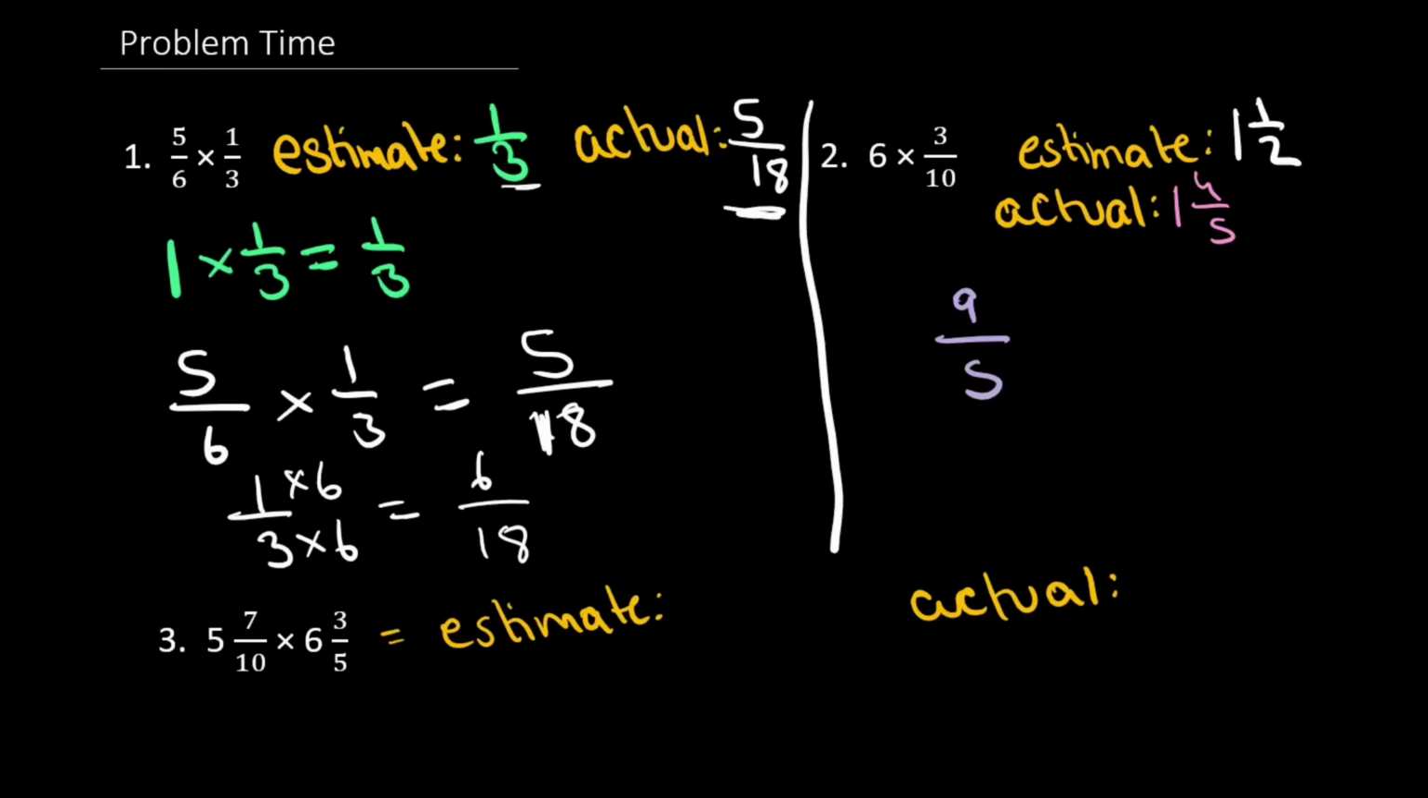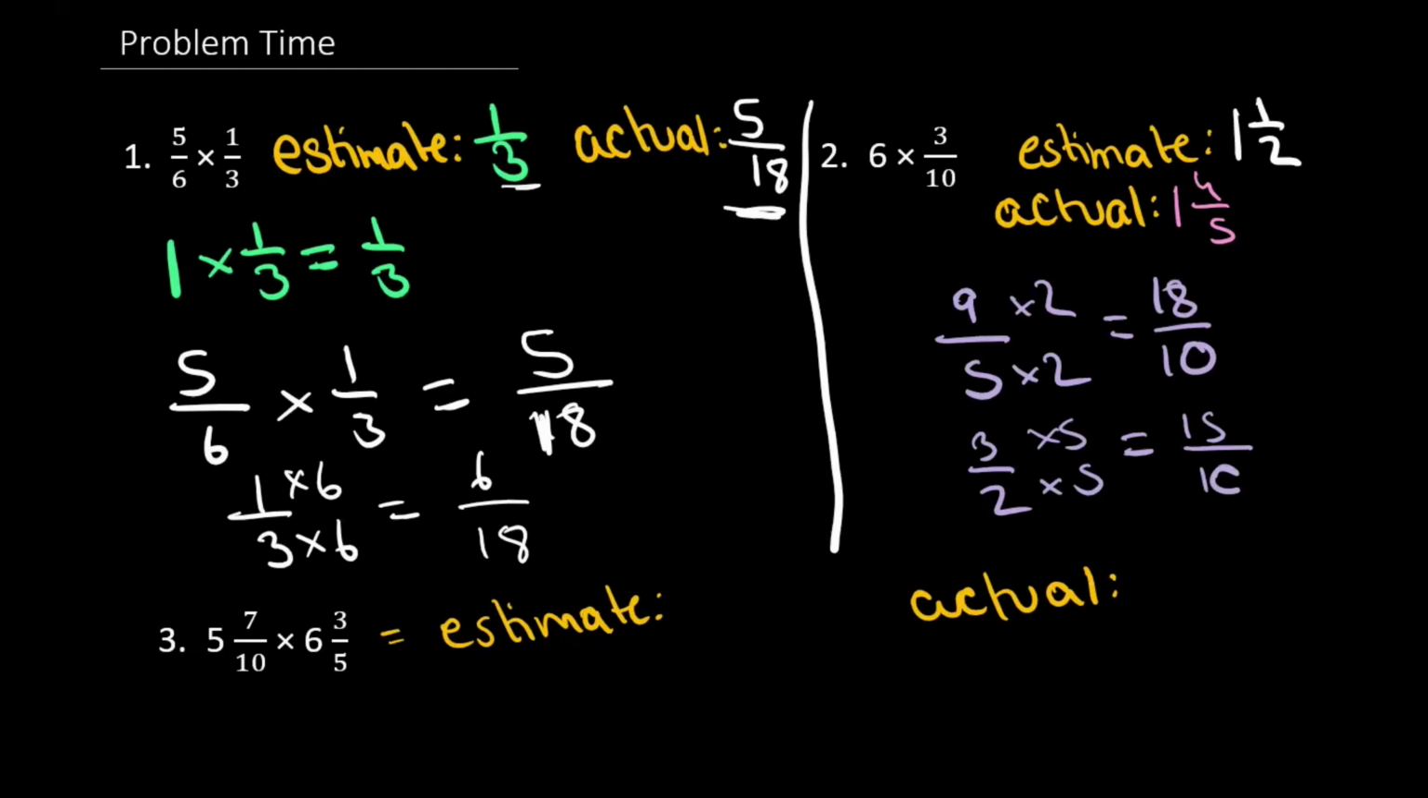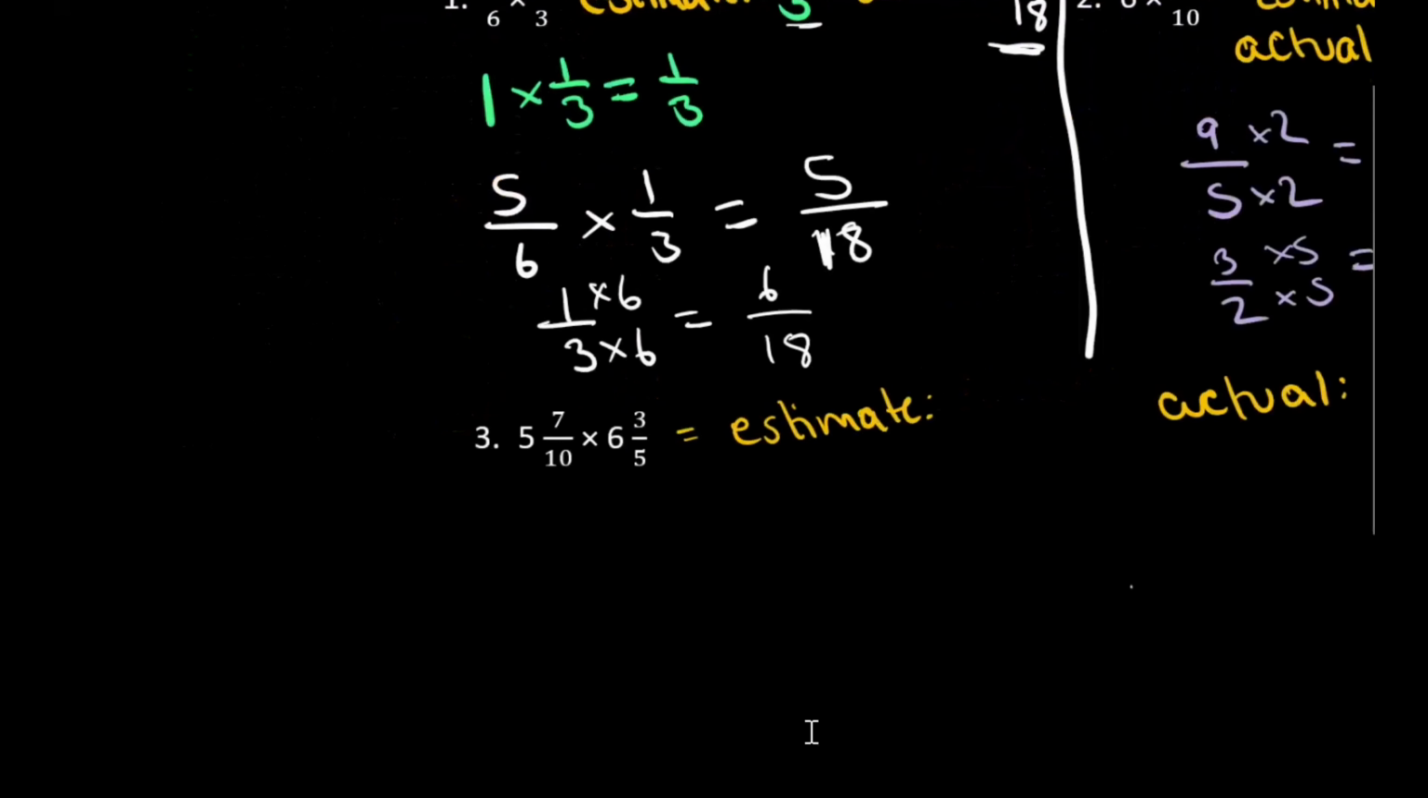Now we can just multiply both the numerator and the denominator by 2. 9 times 2 is 18, 5 times 2 is 10. We have 18 over 10. And then 1.5, when we turn it into an improper fraction, we will have 3 over 2. Then multiply both numerator and denominator by 5. That would be 15 over 10. And 18 over 10 is really close to 15 over 10, so we can say that our actual answer makes sense. Now, let's do the third question.